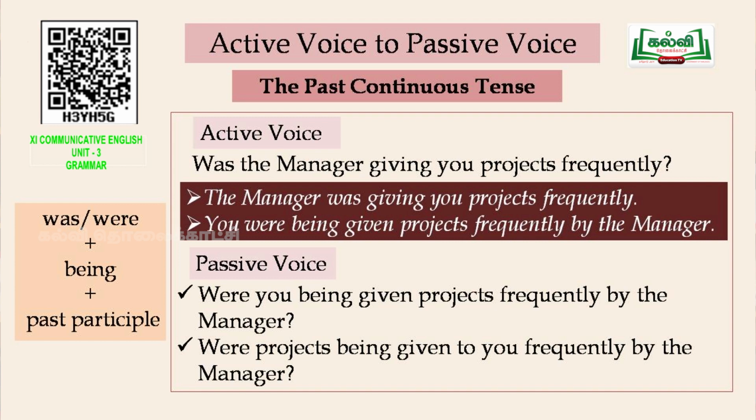I'll start with the indirect object you. So you were, I use were after you. You were being given projects frequently by the manager. Now this is a statement. To convert it into a question, I take were to the beginning with the capital W. Were you being given projects frequently by the manager? Question mark. So that is answer number 1.